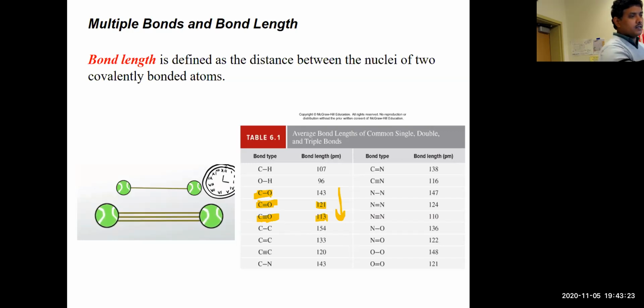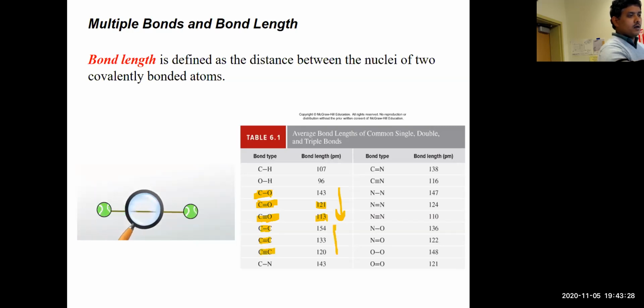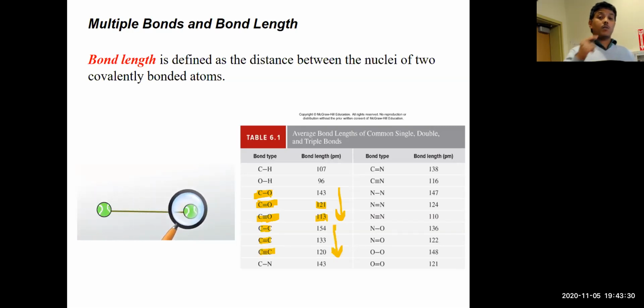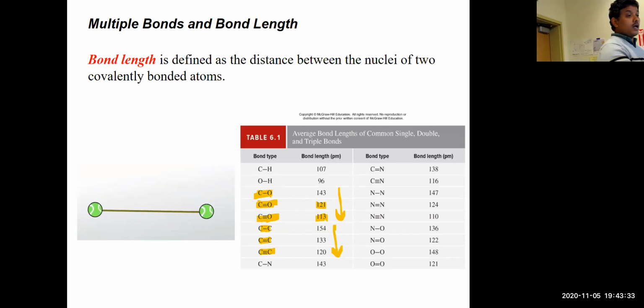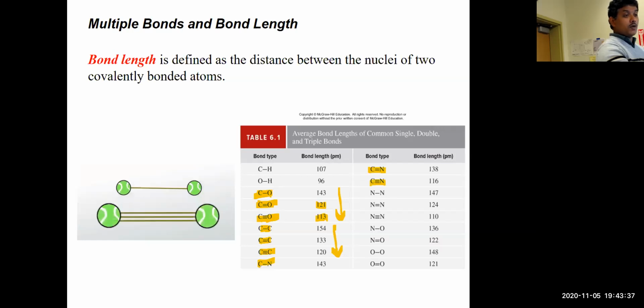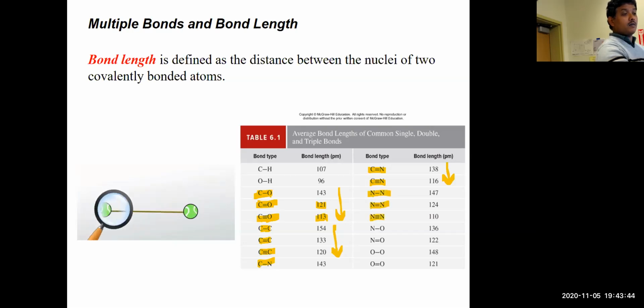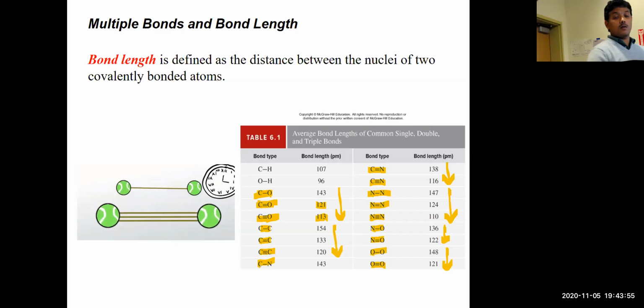Here you can see the same trend for C–C, C=C, and C≡C. Bond length is decreasing while the number of bonds is increasing. You can also see the same trend for C–N, C=N, and C≡N. It is decreasing. Again, you can see the same trend in N–N, N=N, and N≡N, because bond length is decreasing. You can see the same style in N–O and N=O, and oxygen–oxygen single bond and oxygen–oxygen double bond.